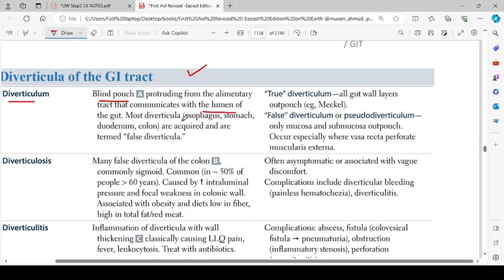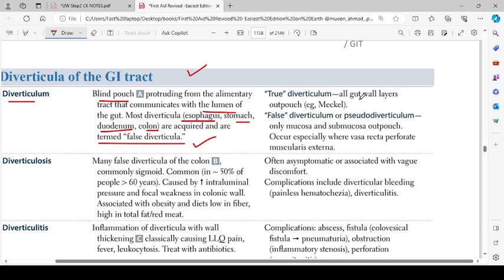Most diverticula of the esophagus, stomach, duodenum, and colon are acquired and they are false diverticula. False means that all layers of the affected part of the GIT are not involved, like mucosa, submucosa, muscularis propria, and serosa. These are the layers of any affected part of the gut. All layers are not herniating. Only the mucosa and submucosa herniate outwards, and that is a false diverticulum.